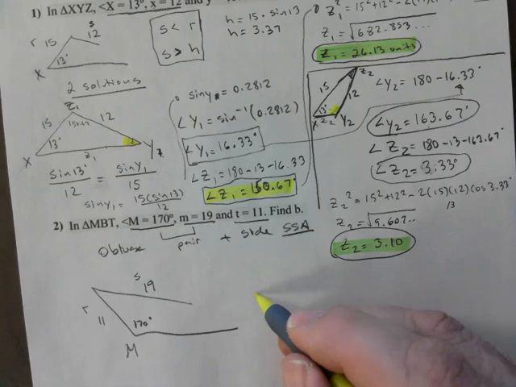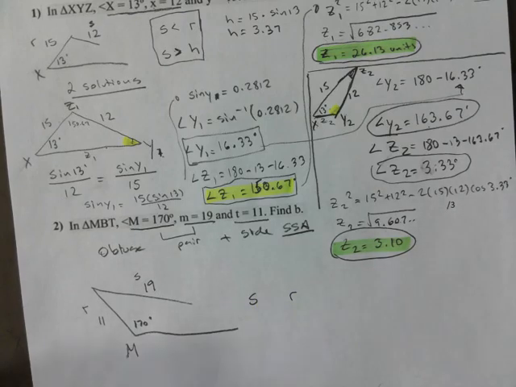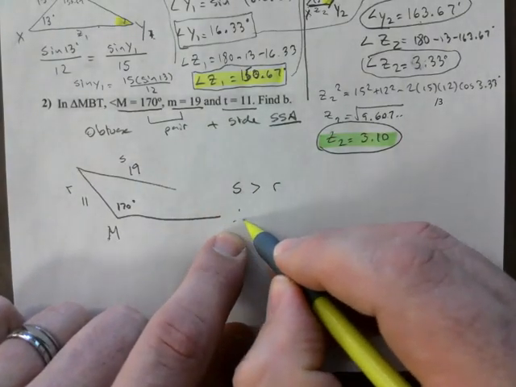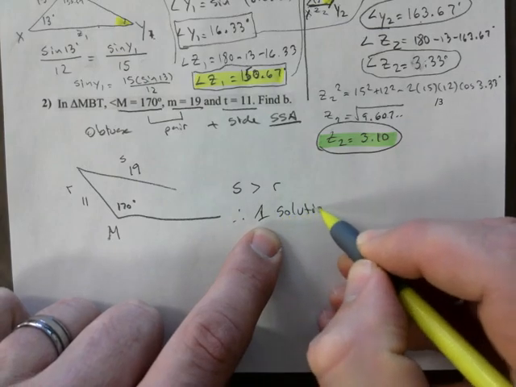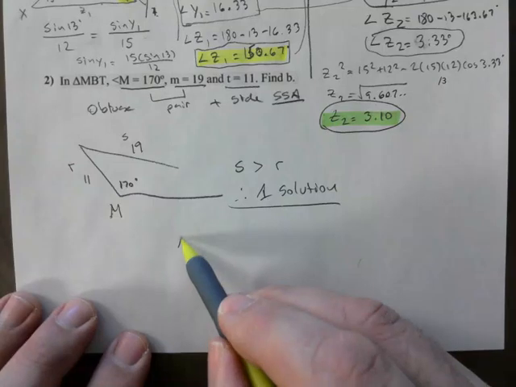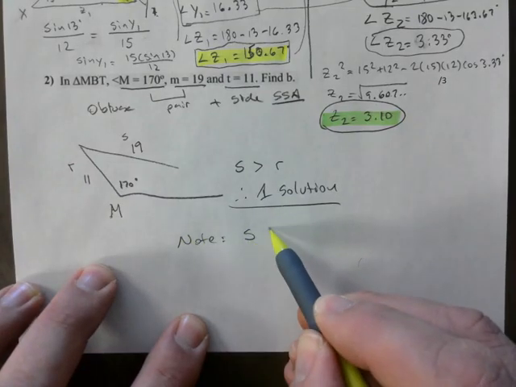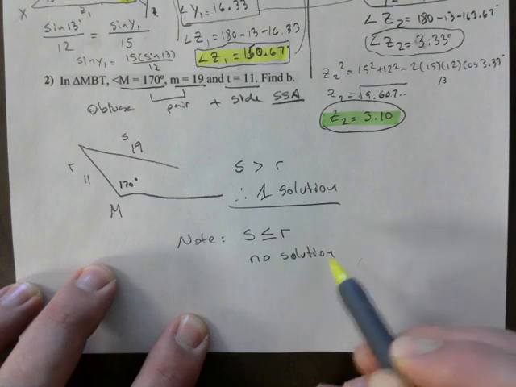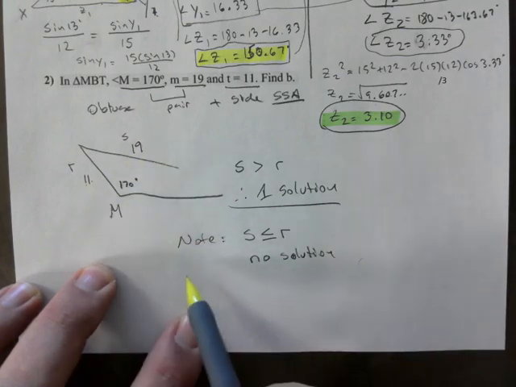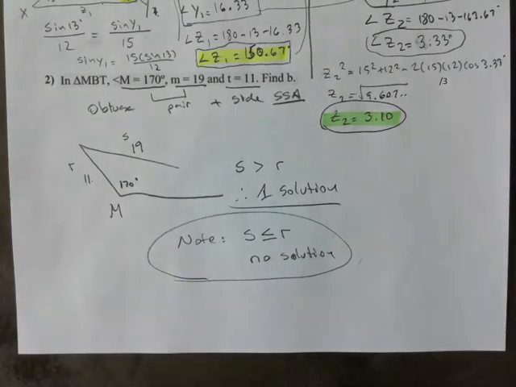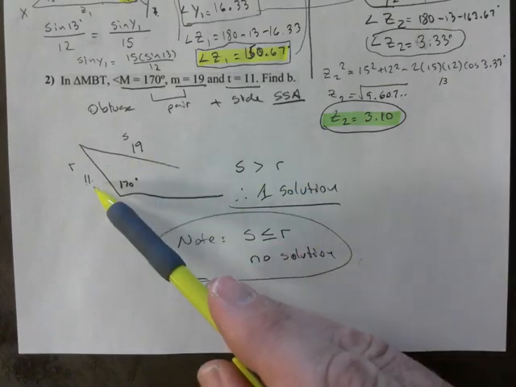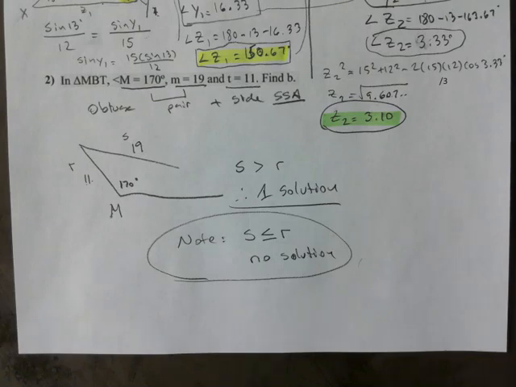What's the only thing you need to check when it comes to obtuse? You never find the height, it's just string and rod comparison. So here we have that the string is greater than the rod, therefore one solution. I will make a note here. Note, if the string is less than or equal to rod, no solution. Okay? Even if they both had been 19, there's no way that will make a triangle. So you only have two options. It has to be greater than the rod, then you have a triangle. If it doesn't, then there's no triangle.